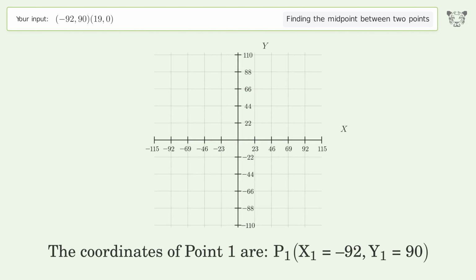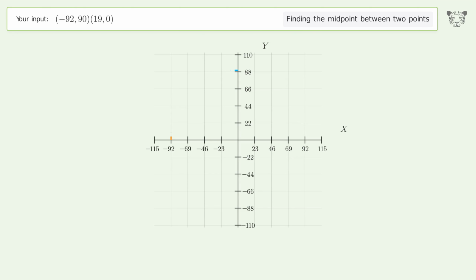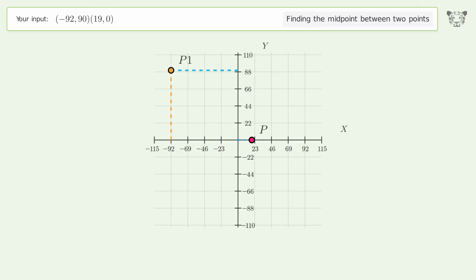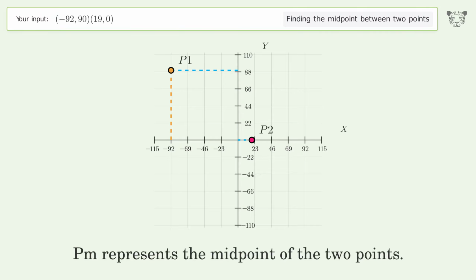The coordinates of point 1 are x1 equals negative 92, y1 equals 90. The coordinates of point 2 are x2 equals 19, y2 equals 0. PM represents the midpoint of the 2 points.